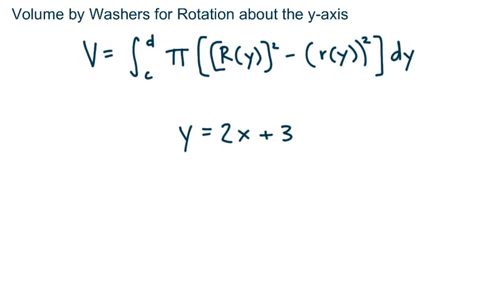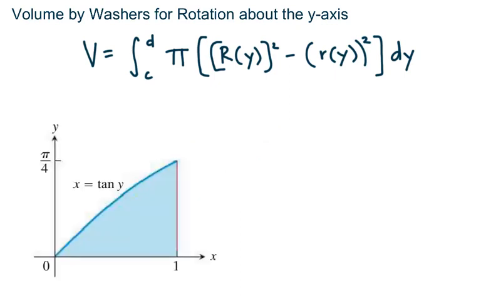Well, that would need to be converted. We would subtract 3 and divide by 2. And we could say x equals y minus 3 divided by 2. So keeping in mind, both of these functions mean the same thing. We've just switched the way we are perceiving them. So when we want to do the washer method about the y-axis, we need x in terms of y.